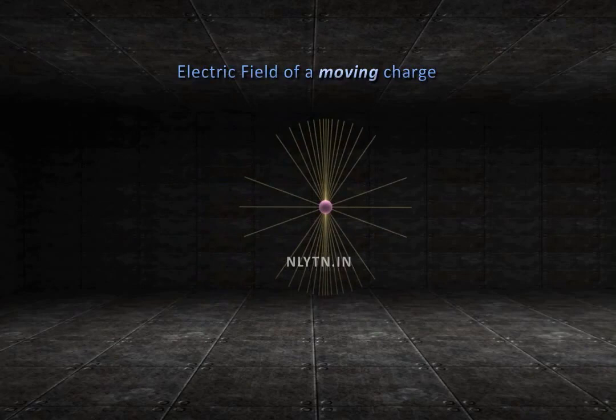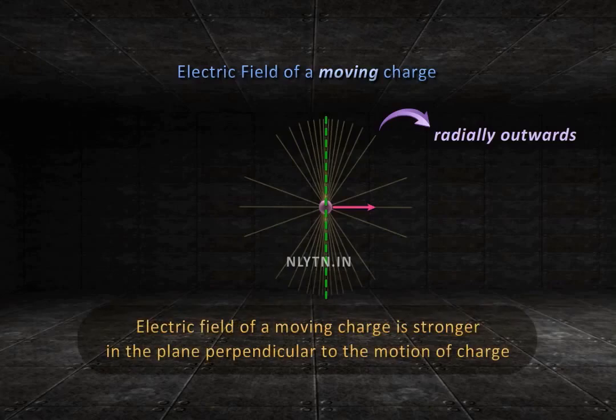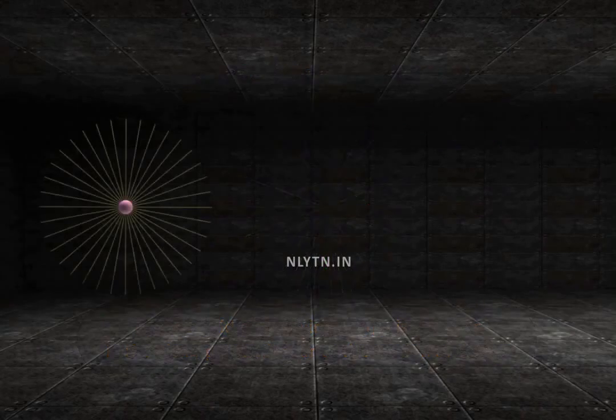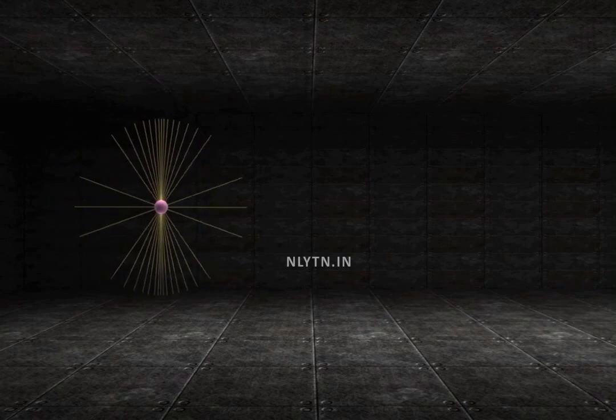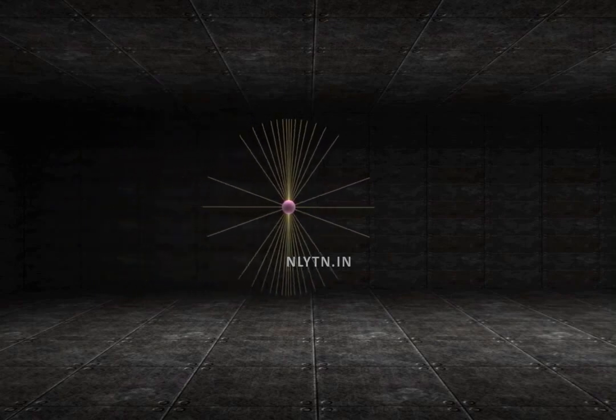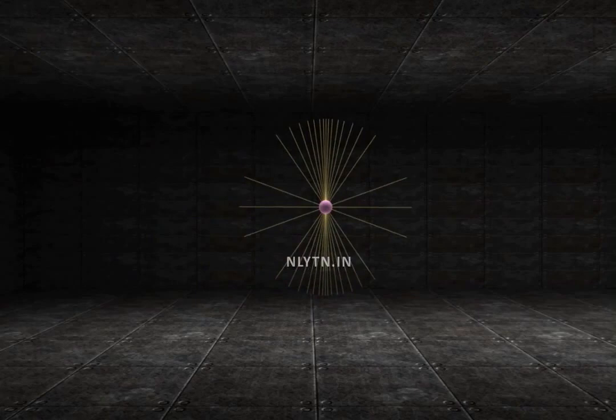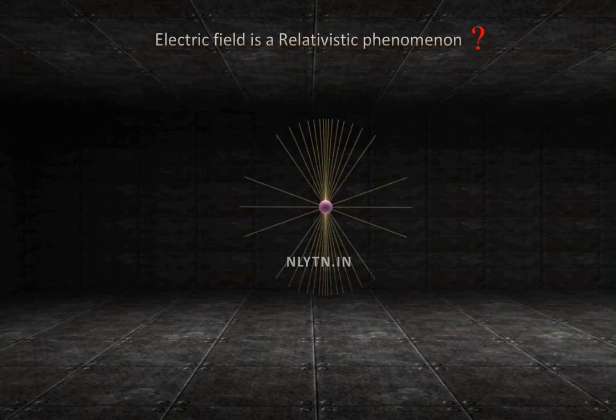Electric field of a moving charge is still radially outwards from it. But now it is stronger in a plane perpendicular to its motion. That is why we refer to the electric field of a stationary charge as its electrostatic field. An electric field of a moving charge is different. So is electric field also a relativistic phenomenon? Yes, it is.